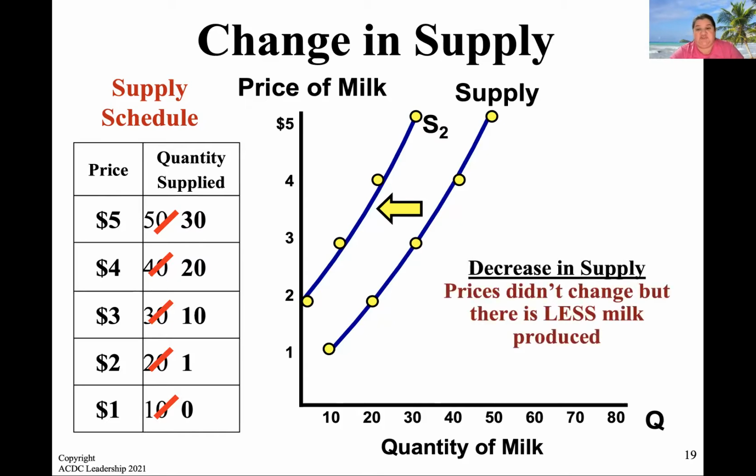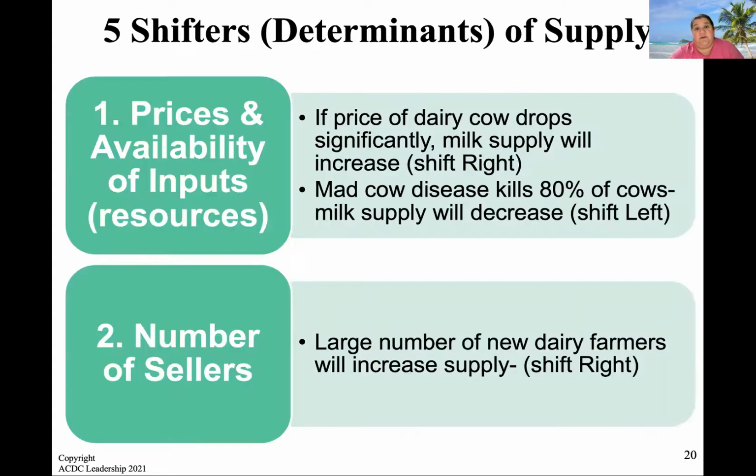The prices didn't change, but there's less milk being produced because cows are more expensive to buy. So people might not have as many cows on their farm.